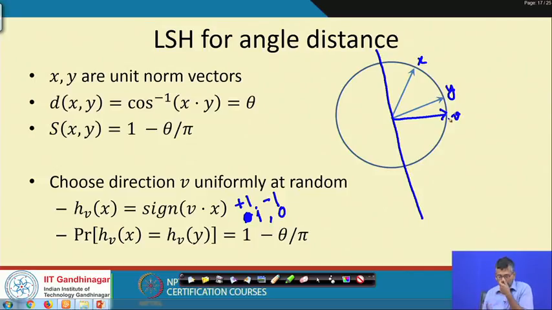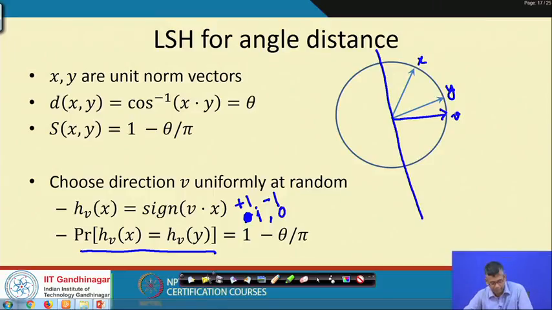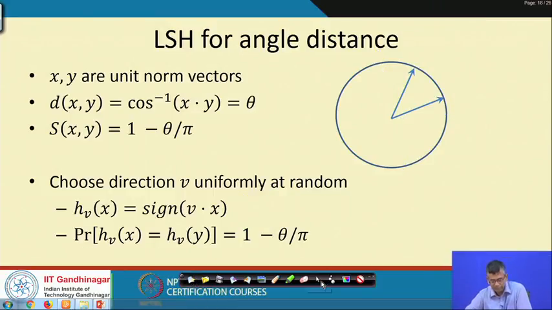Okay. Now the question is, why does it satisfy this locality sensitive property? That is, using the definition of the similarity between x and y, I want to say that the probability that h_v of x equals h_v of y is nothing but s(x,y), which is equal to 1 minus theta by pi. Why is that the case? It is easy to understand from the geometry. When does the hyperplane, see, we can think of the hyperplane and the vector v as being in one-to-one correspondence.